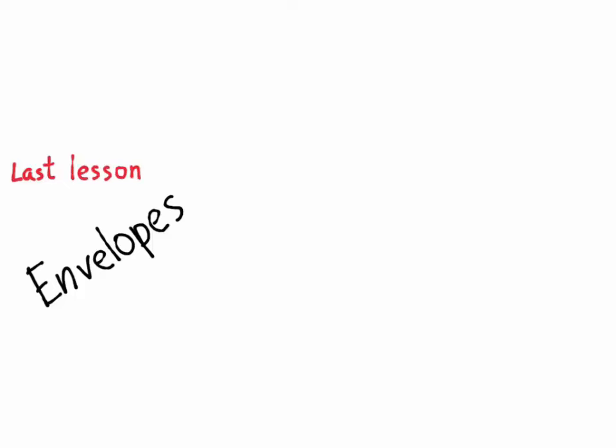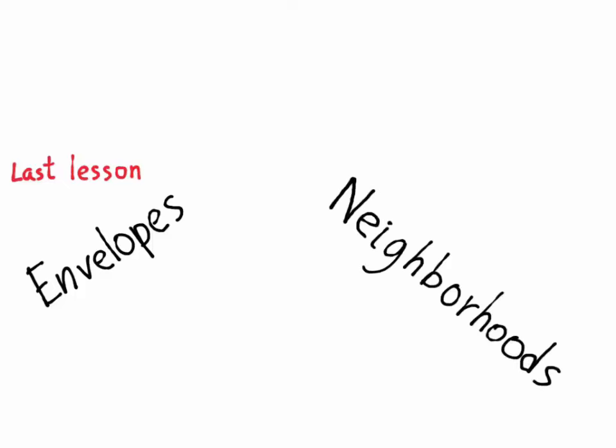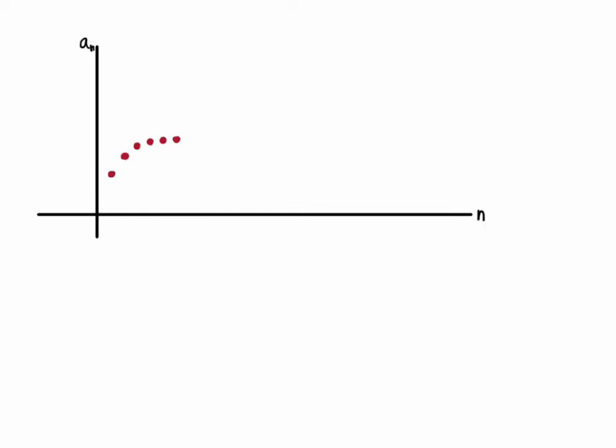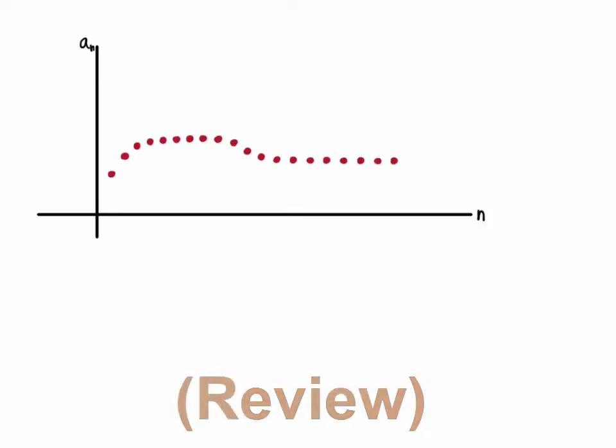In the last lesson we started talking about what limit statements mean, and we talked about the notion of an envelope. In this lesson we're going to be talking about limits of functions of a real variable, and we're going to discuss the idea of what we call neighborhoods. Let's look at a sequence and just review what an envelope is.